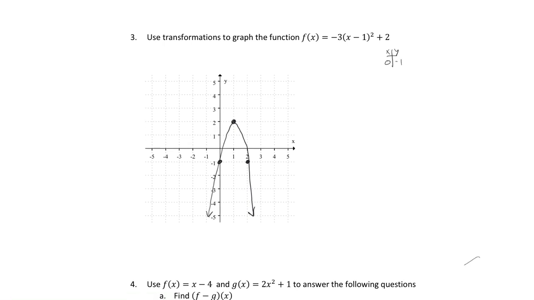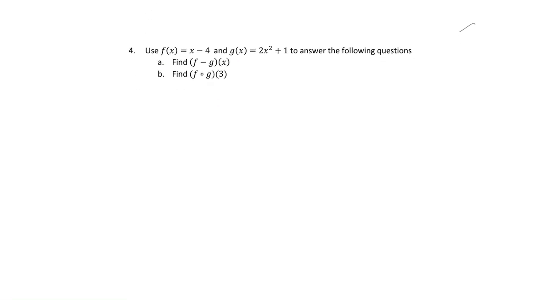And there's our parabola. Question 4, we are combining functions. For part A, we're subtracting the two functions, and for part B, we're finding a composition f of g of 3.